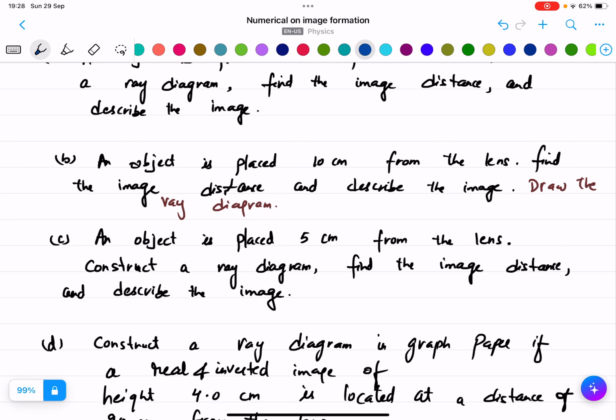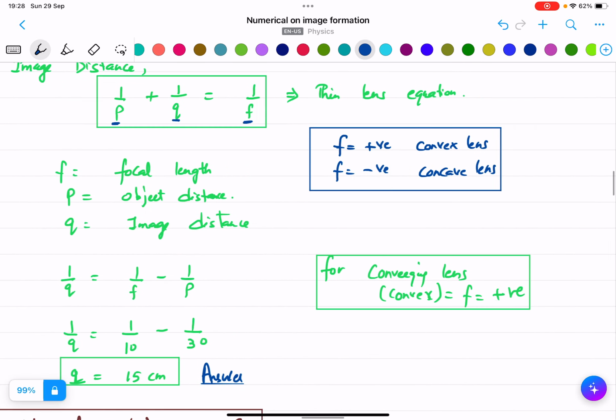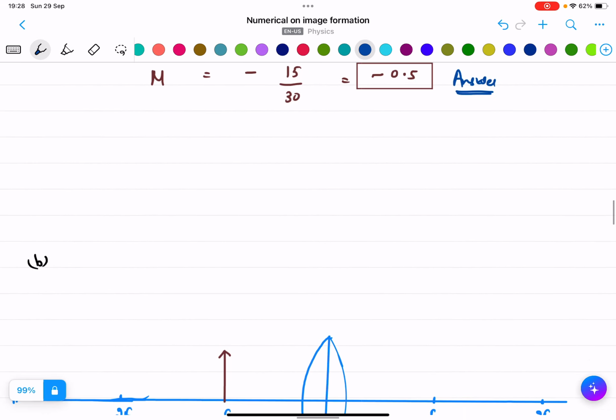An object is placed 10 centimeter from the lens. Find the image distance and describe the image. Draw the ray diagram. Okay, now it is asked an object is placed 10 centimeter from the lens, and then we need to find the image distance, describe the image, and draw the ray diagram. Same as part A. Let us see what will happen in part B.